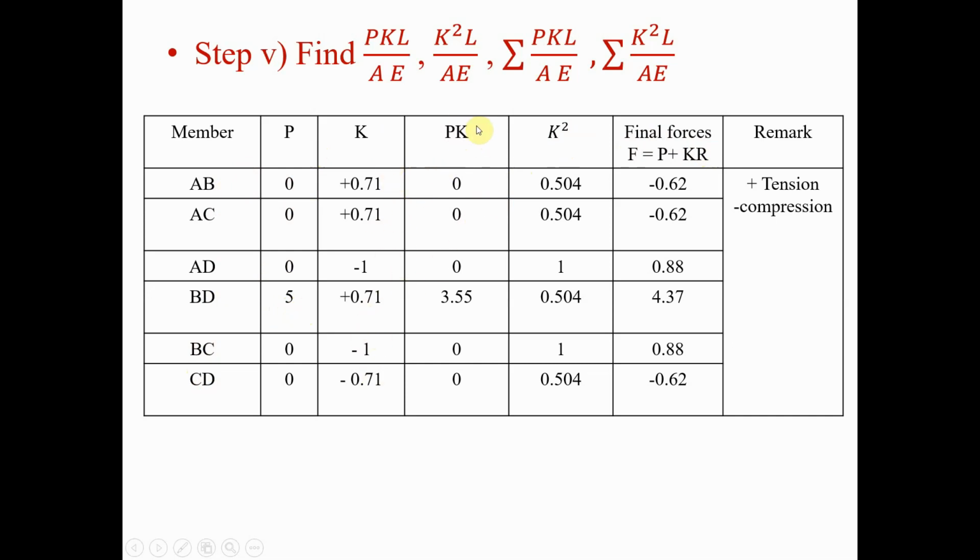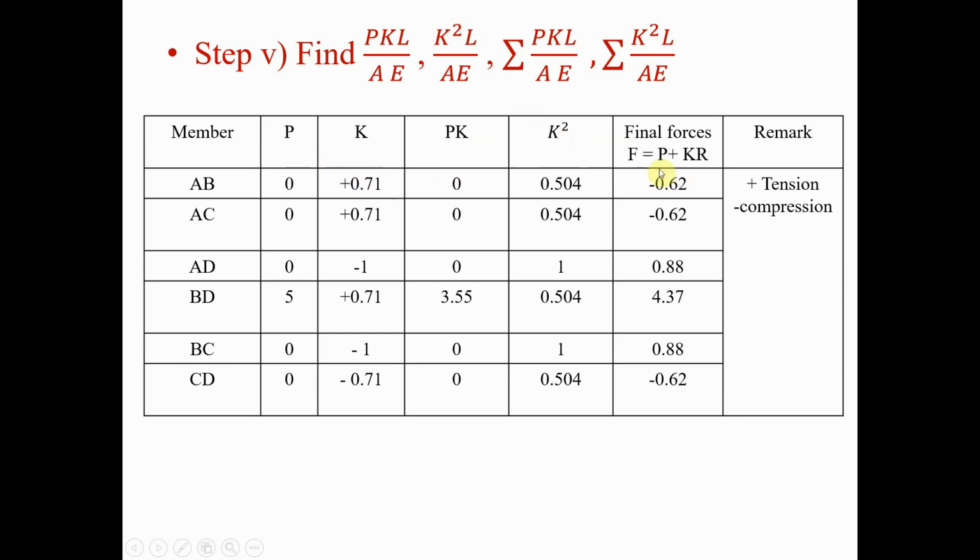The next column is PKL upon AE, but here your truss members are of the same length, the cross sectional area is also the same, and the modulus of elasticity is also the same. So we just take a PK term here. But if you have a truss whose member lengths are different, or area is different, or modulus of elasticity is different, then you have to take one column for length, one column for area, and one column for modulus of elasticity. But if they are the same, you can directly find out the product PK only. Then K square we can take by squaring the K forces, and PK is a product of P into K forces.